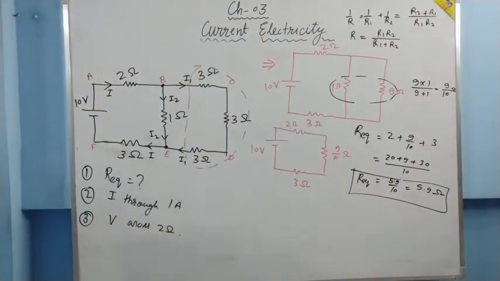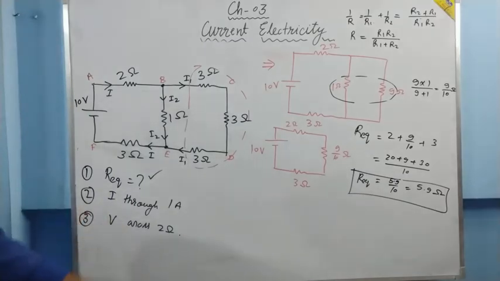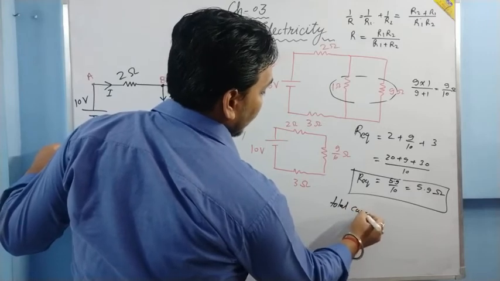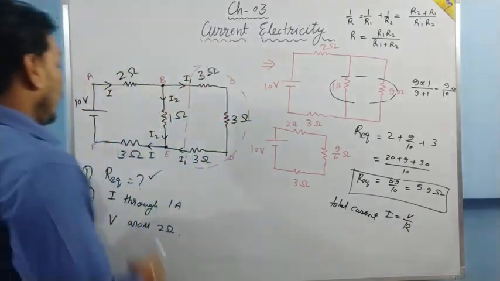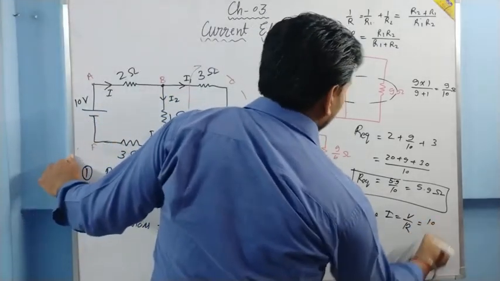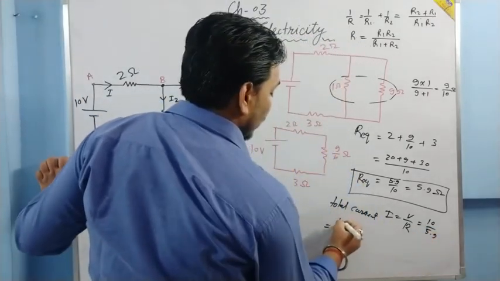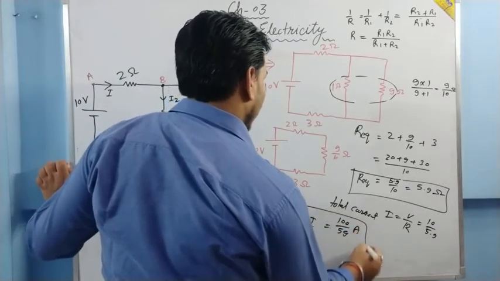Now, R equivalent has been calculated. This is the answer. Current through 1 ohm resistance: how much current is flowing through this? First of all, tell me what is the total current? Total current I will be calculated as V upon R. What is the value of V? It is 10. What is the value of R? It is 5.9. Or we can write 100 upon 59 ampere. This is the total current which is passing.